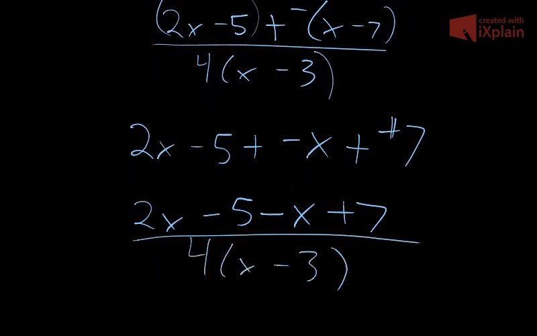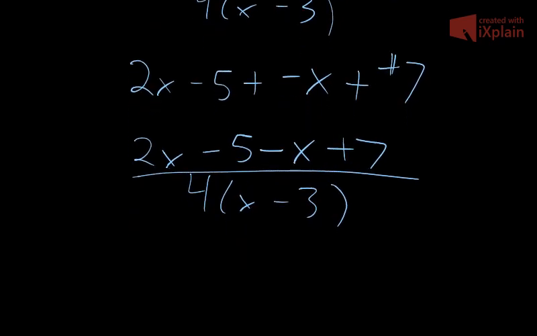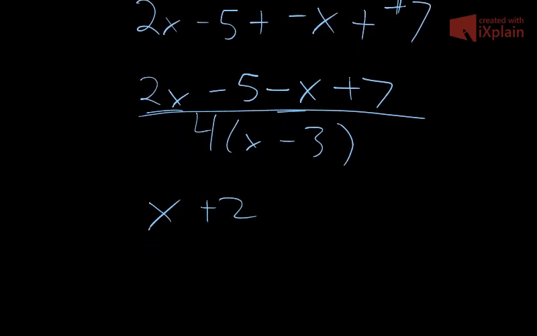So that denominator doesn't quite go away. Just simplifying the top real quick. And I have 2x minus x here. That's going to give me an x. Negative 10 plus 7 is negative 3. And that will all be over 4 times (x minus 3). And just like that, I have simplified my fraction.